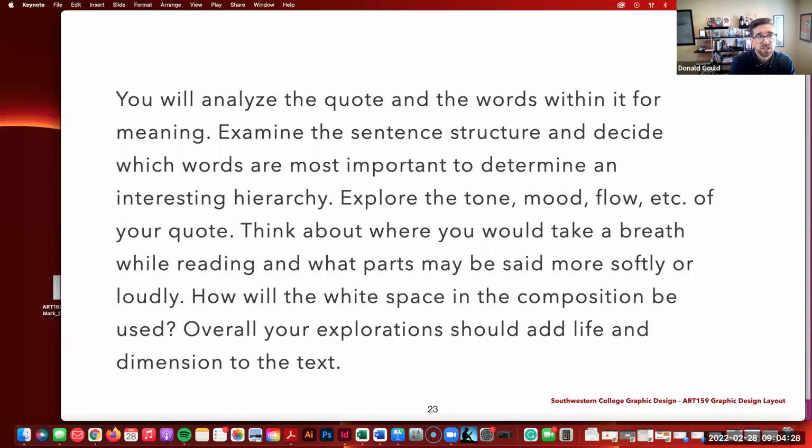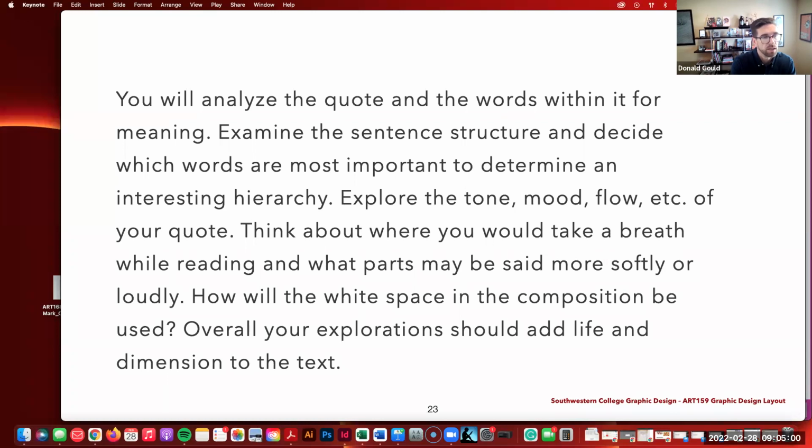So examine the sort of sentence structure, how that actual quote is read. Think about which words are the most important and determine some sort of interesting hierarchy within that sentence structure. You're going to explore the tone, the mood, the flow of your quote, and think about where you would want to take a breath while you're reading, and what parts of the quote may want to be said more softly, or may want to be said more loudly, right? Thinking about how to draw emphasis to different parts of that quote.